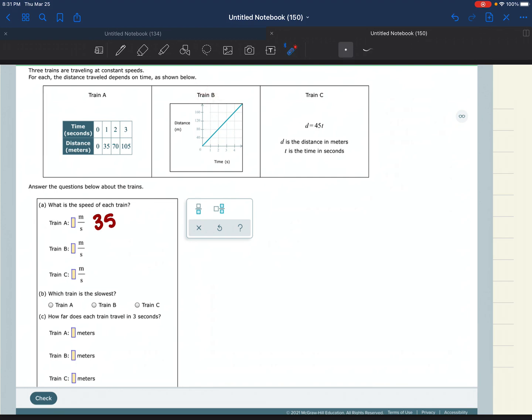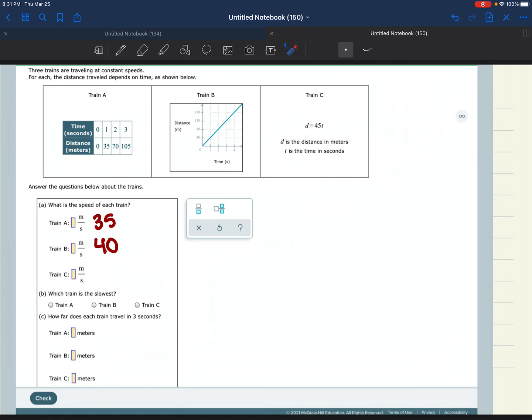Okay, what about on the second one, train B? We're also trying to find when the time is 1, so look on the graph at 1 and go up to the graph. Well, what's the distance? 40 meters. So the speed for train B is 40 meters per second.